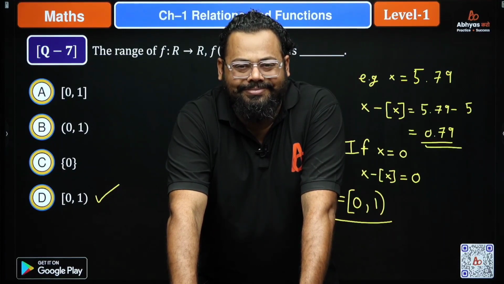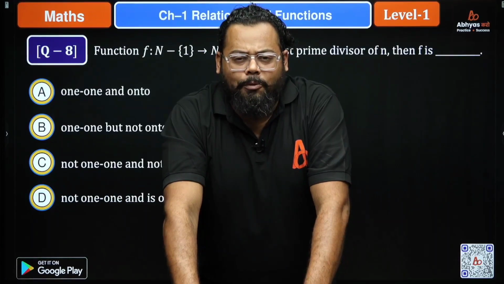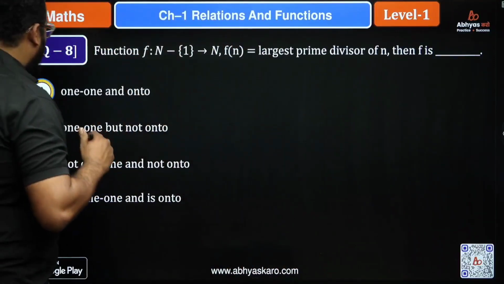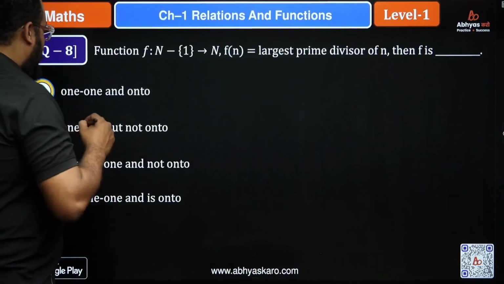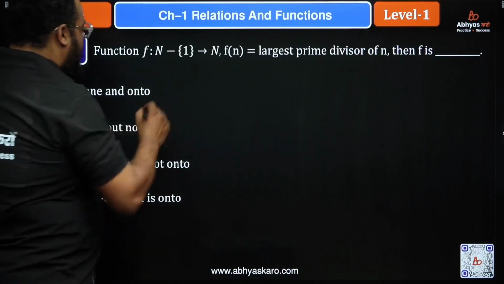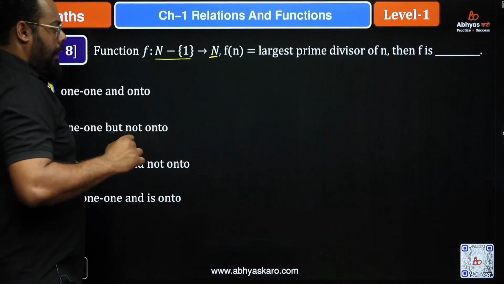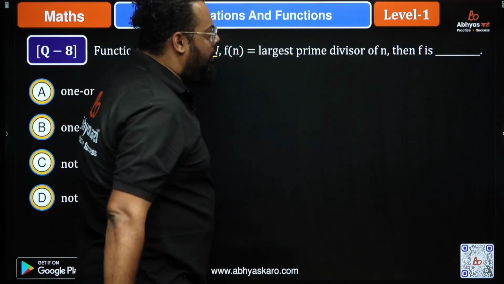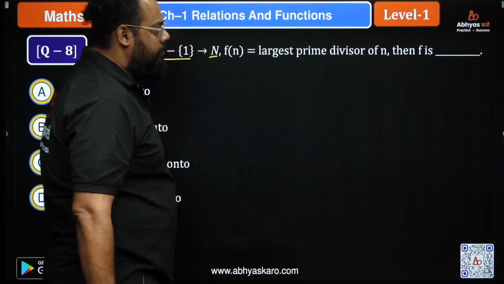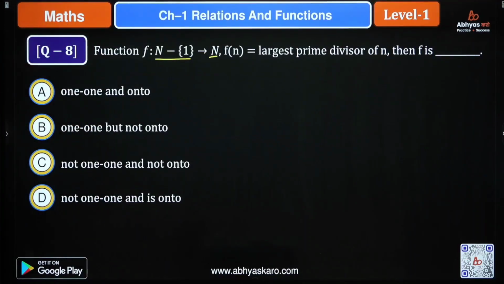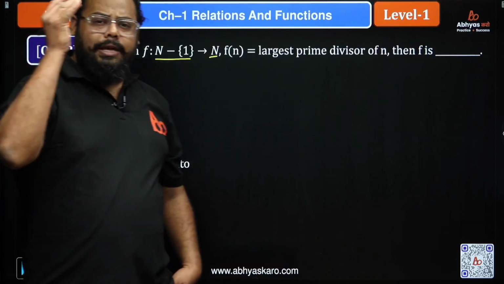Thank you. Okay, dear students, now we are going to go for question number 8. Question number 8 में we are going to see a function f maps n minus 1 to n and fn is the largest prime divisor of n. Then f is what? That means उसकी property पूछी है, 1 1 है, on 2 है, 1 1 नहीं है, on 2 नहीं है, क्या है?